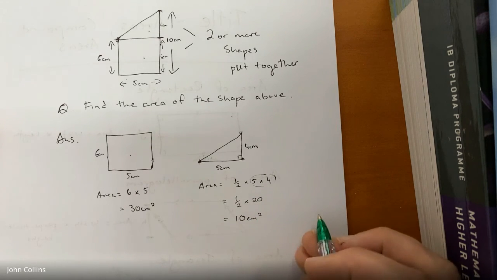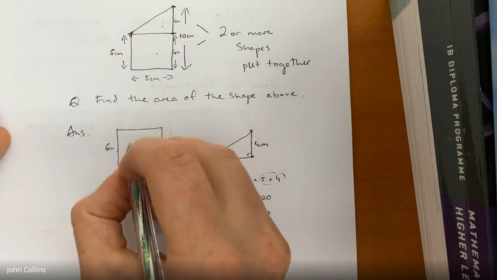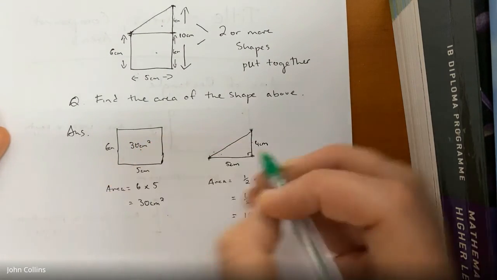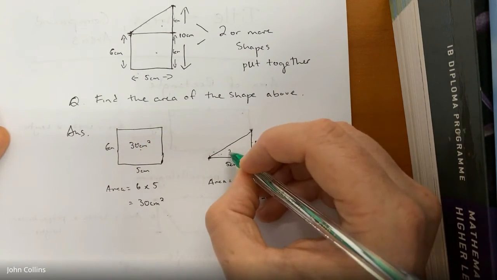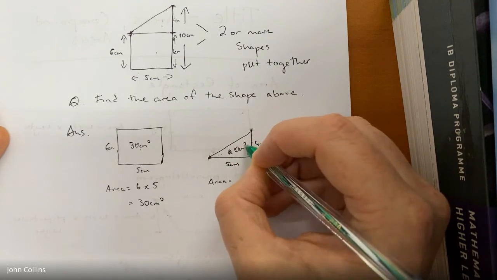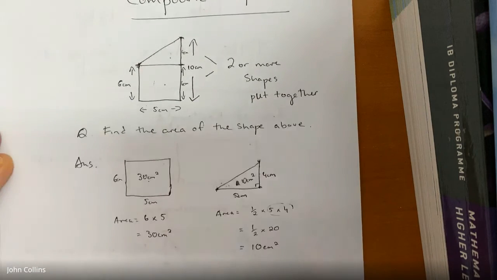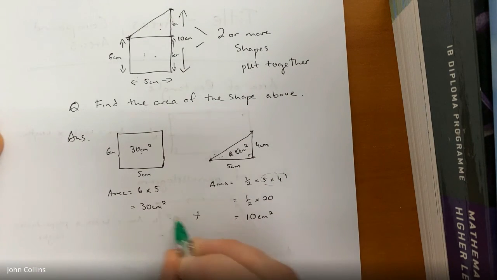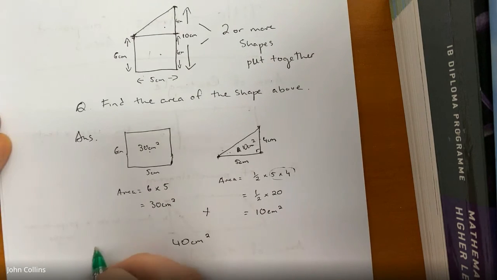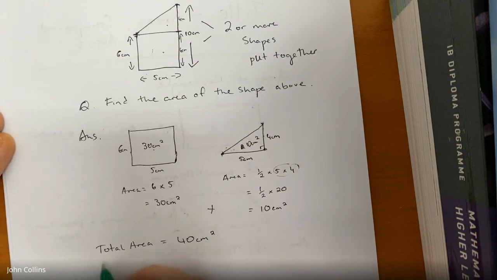So I've got the area of the two things separately. 30 centimeters squared for this. This is 10, I nearly wrote 20. 10 centimeters squared. So combined as one compound shape, their area is this plus this, which is 40 centimeters squared. Total area, I call it, of the compound shape.